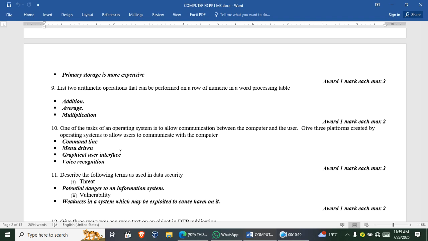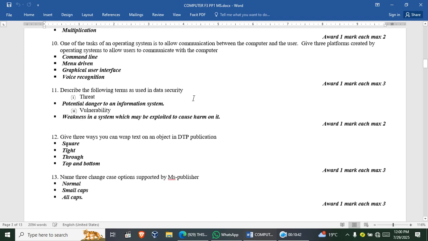Then we have vulnerability. Vulnerability is a point of weakness. For example, you may say I'm vulnerable to common cold if I don't wear strong or warm sweaters or coats. So vulnerability is a point of weakness. It is a weakness in a system which may be exploited to cause harm on it.